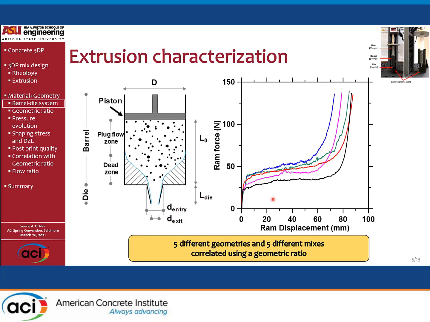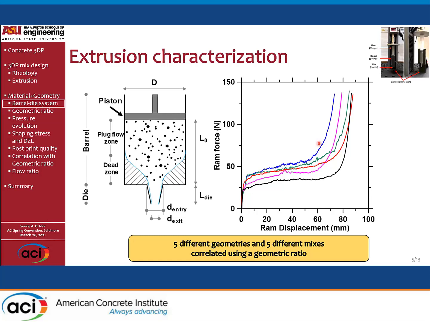and then the 5 mixes that we just talked about are also taken, and we subject them to an extrusion test to find the ram force versus displacement response. And you could see that there are different types of graphs, different responses that the same mix gives for a given set of geometries.